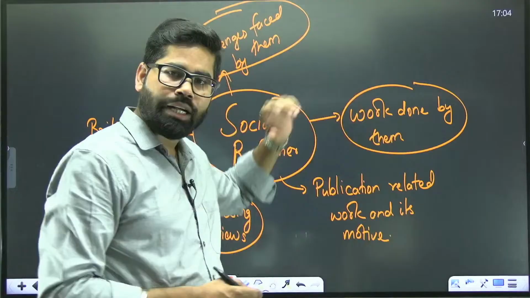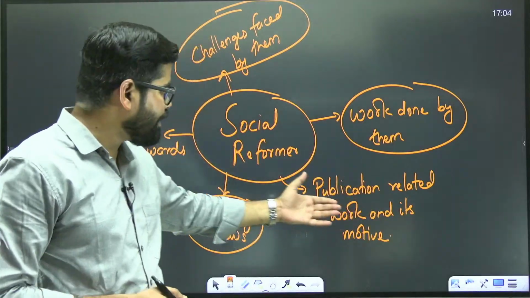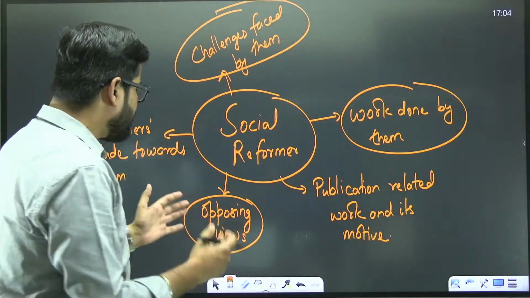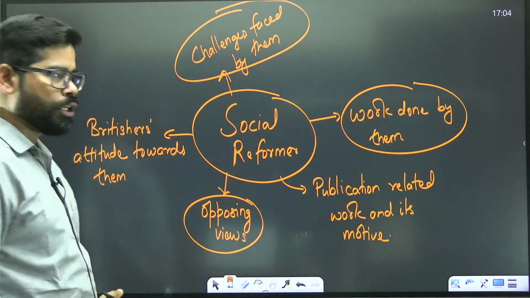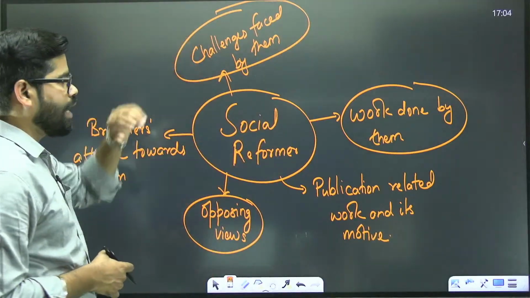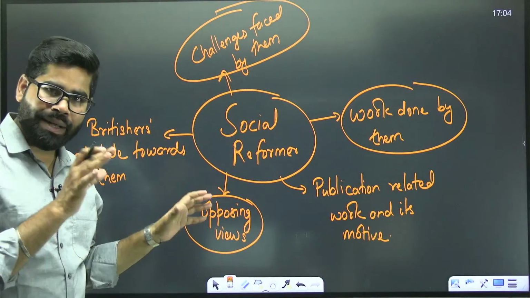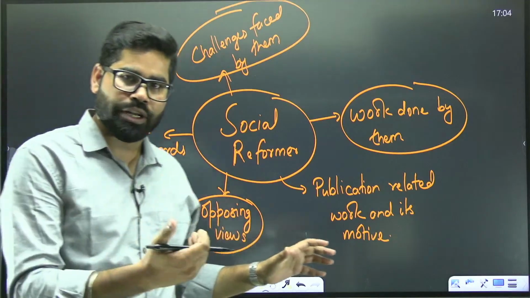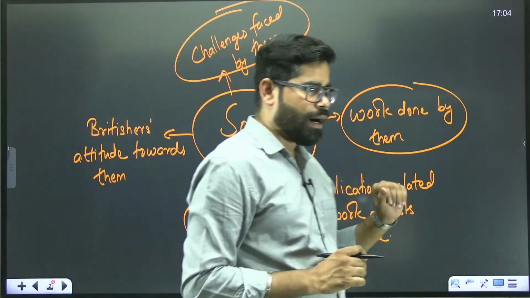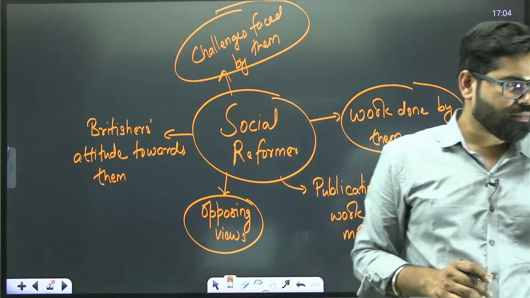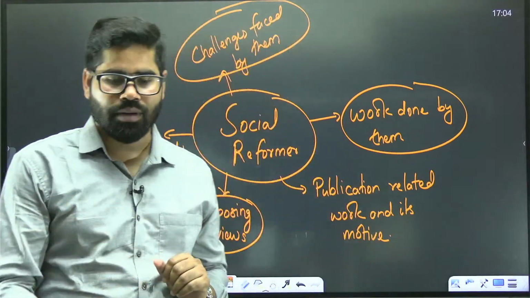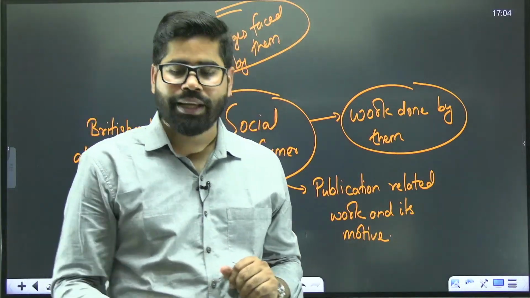One, what work has been done by them. Then again about publication or related work and its motive. Third part is opposing views. Fourth part is Britishers' attitude toward them. Fifth portion is this, challenges faced by them. So if you prepare these many themes for the social reformers, you can answer any mains question. So this is the first part: if you have to prepare the theme related to mains for any such social reformer, you can start with this.